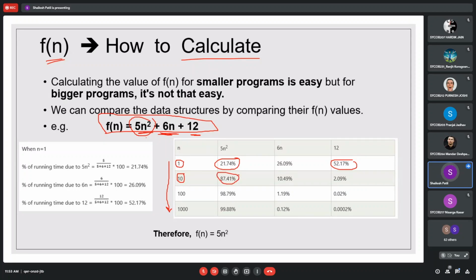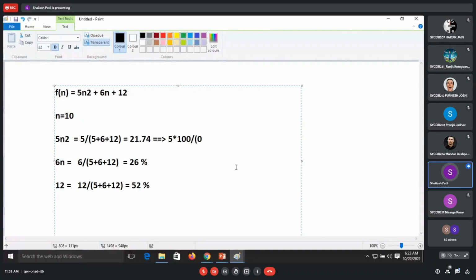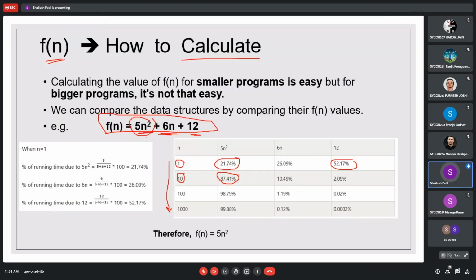It is 5 into 100 divided by the rest of the part, so you have to calculate that. It will contribute more, and these other two terms are constant. They won't impact your system for bigger values. If we go on increasing the value, this 12 is of no use, getting?